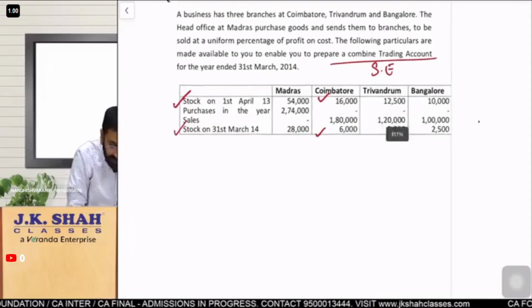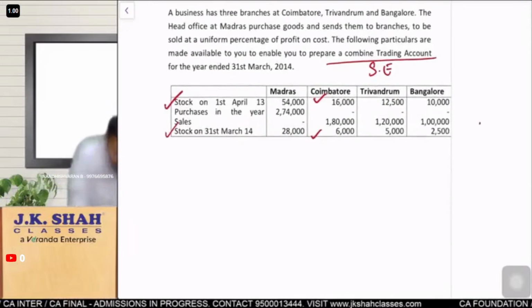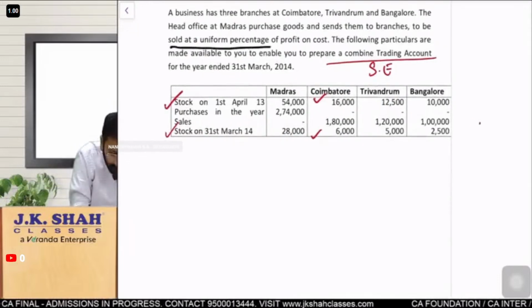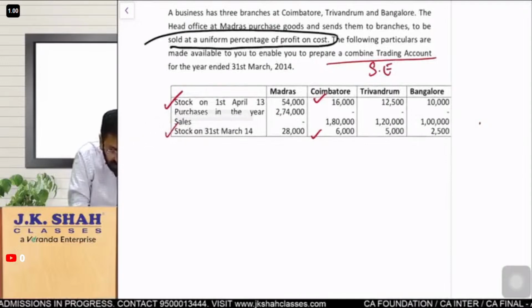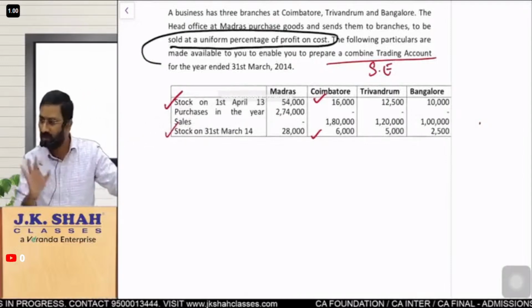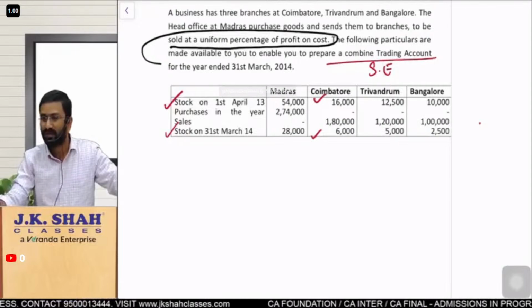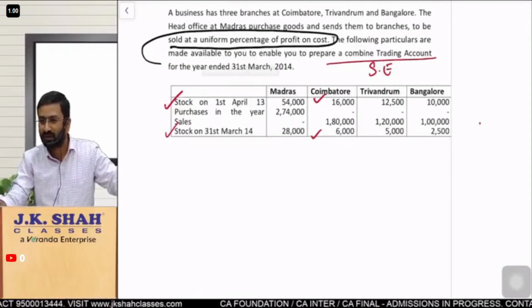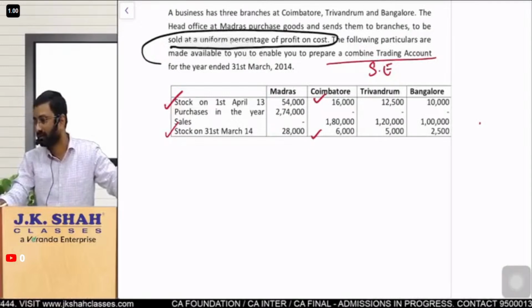And one point is, all the three branches are having uniform percentage of profit. How much we don't know, but it is uniform. So now tell me, what is the first thing you should calculate? Gross profit ratio. Okay, so please write down.